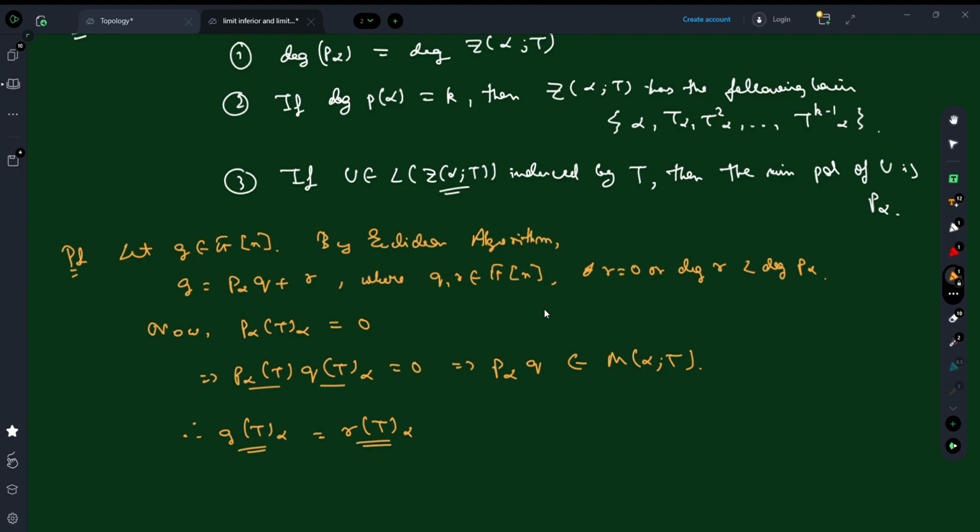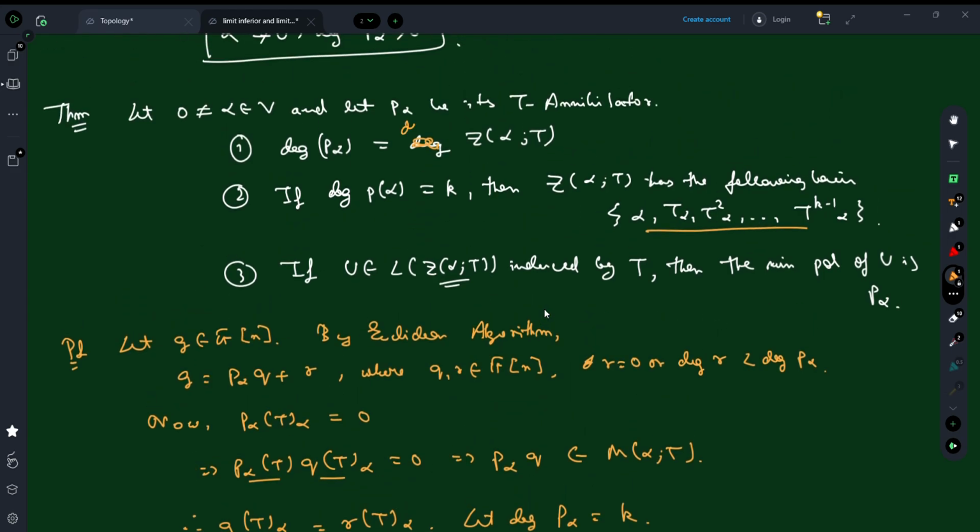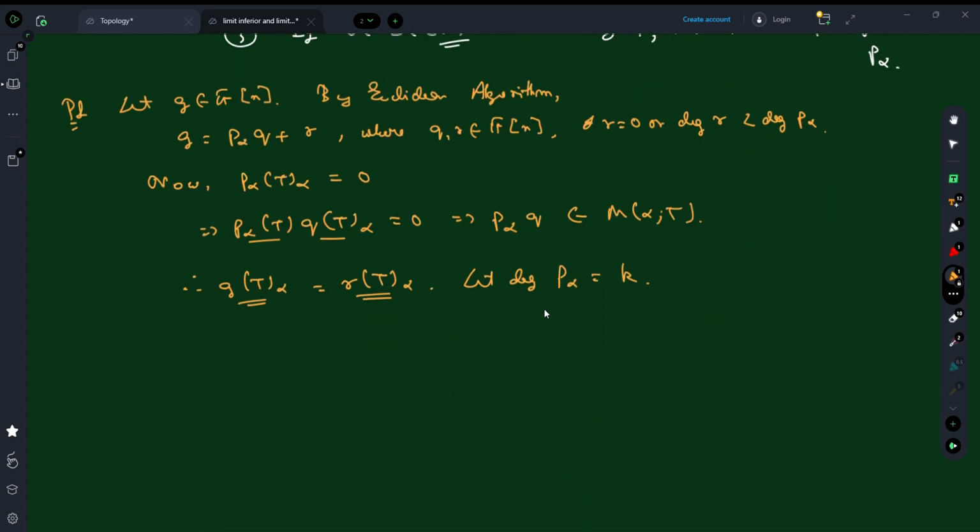Now, this polynomial has degree less than the degree of P alpha. Let the degree of P alpha be equal to K. What we are actually doing is that we are simply proving that this forms a basis. If this forms a basis, then obviously the dimension of this subspace is equal to K, and that is exactly equal to the degree of P alpha. So let the degree of P alpha be equal to K.